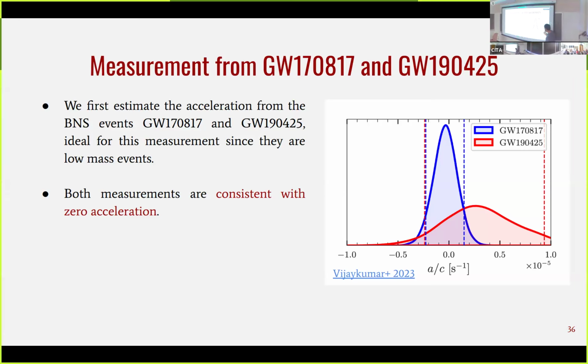You have roughly an upper limit on the acceleration: for the case of 170817, it's roughly 10 to the minus 6, and for the case of 190425, the upper limit on A by C is roughly 10 to the minus 5.